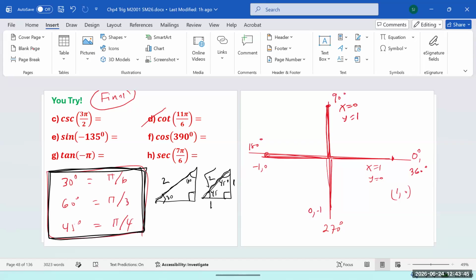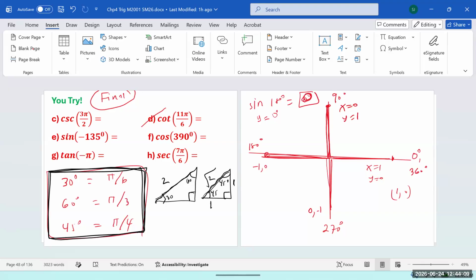Now, for example, if you're looking for, let's say, sine 180 degree. Sine means what? X or the Y? Y. So what's the Y value in 180 degree? 0. So the answer is 0. So not 0 degree, 0.